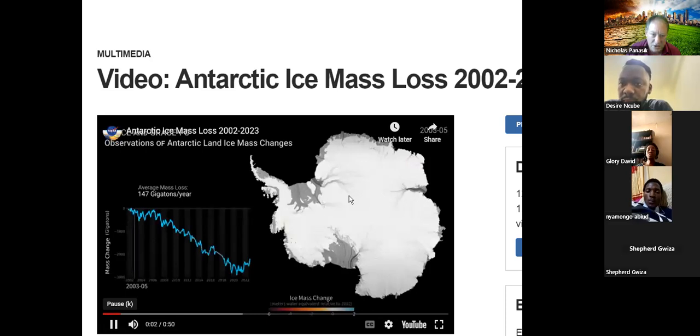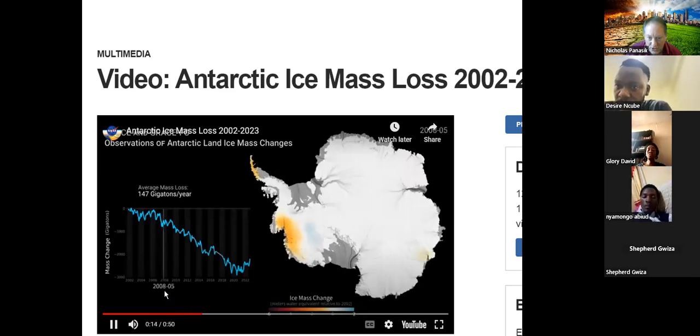So this is showing, here's the date. And then you can see it's highlighting in colors the ice mass change. Here's where we are in the graph. You can see which areas are melting. Now this is the Antarctic.